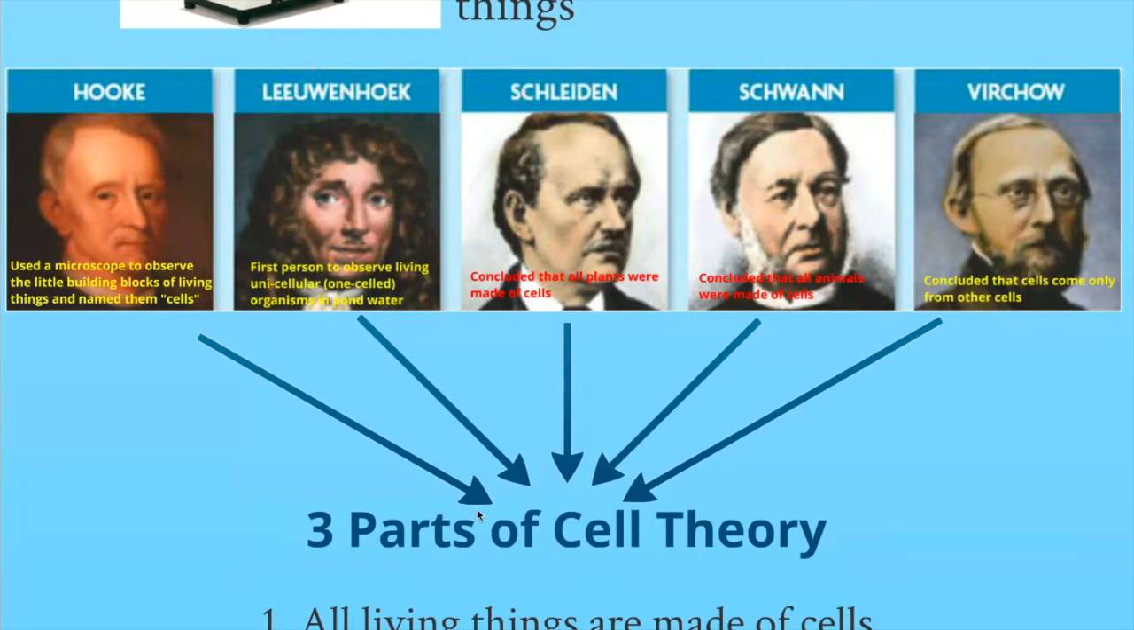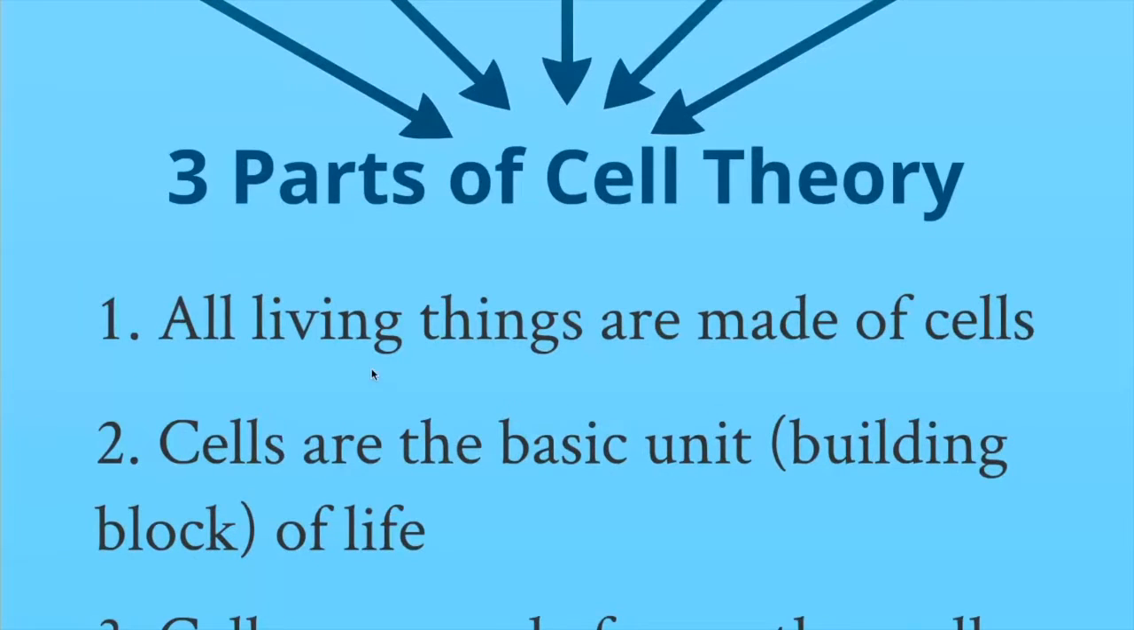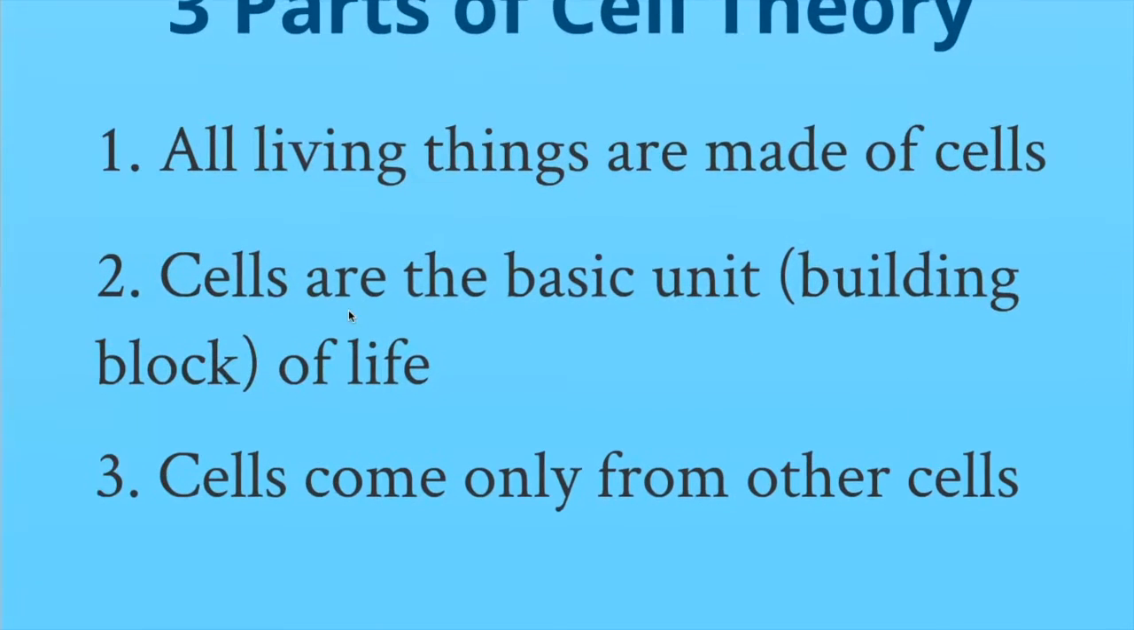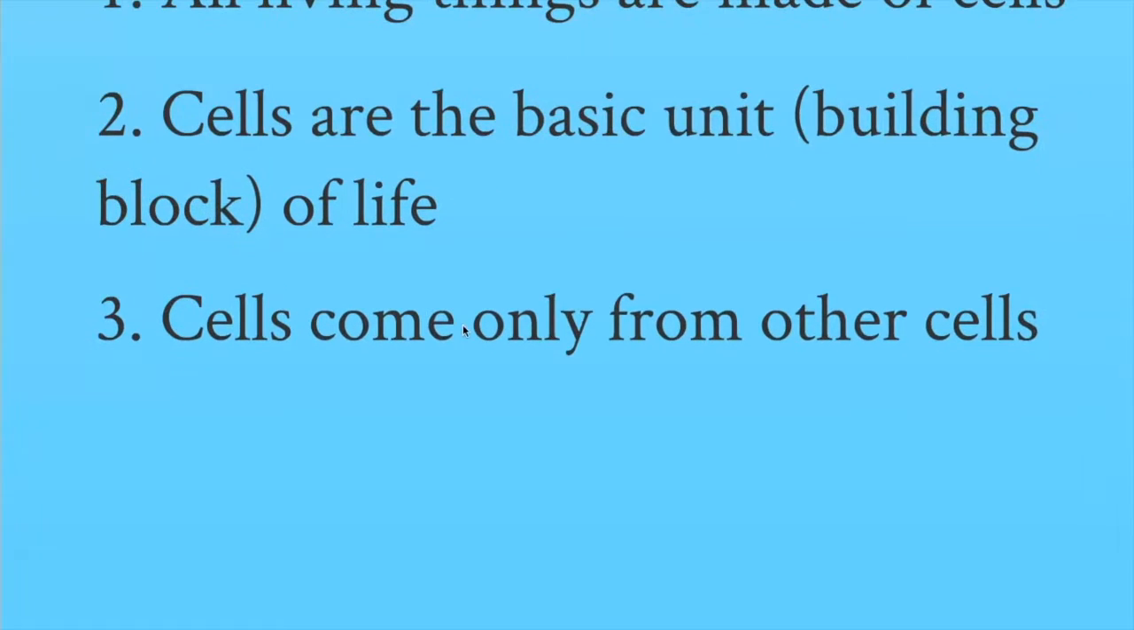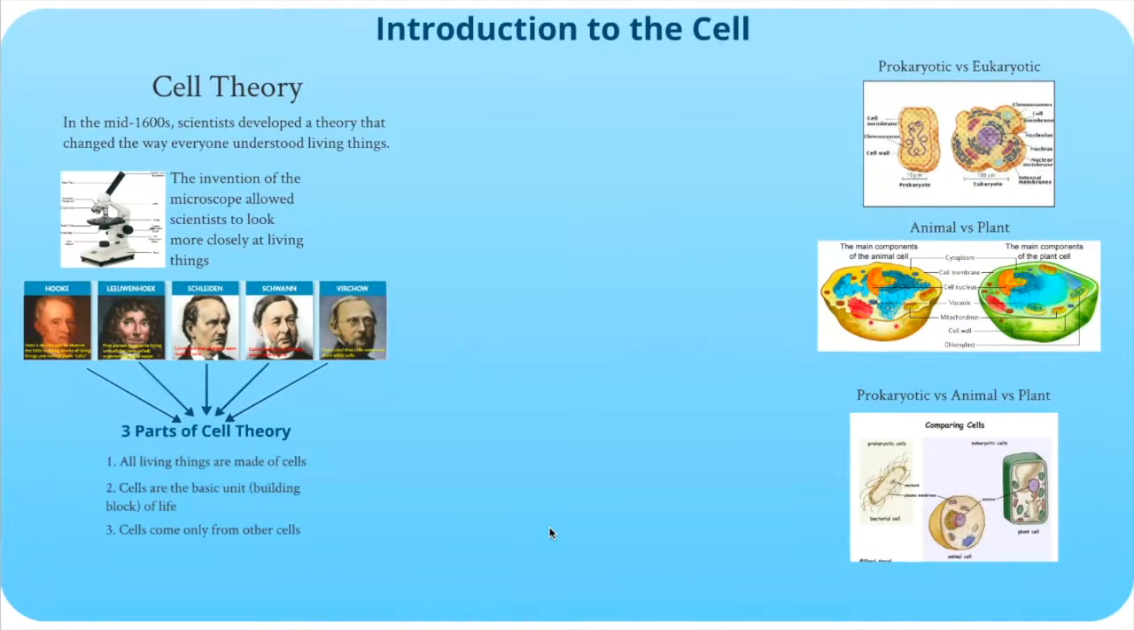Now, these 5 scientists together came up with what we call cell theory. It's not really a theory, we know it to be true, but it's 3 rules that cells follow. The first is that all living things are made of cells. So if you're alive, you're made of cells. Number 2 is that cells are the most basic building block of life, meaning that they're the smallest unit that can exist by themselves. And number 3 is that cells only come from other cells. So you get cells from other cells, as simple as that. Those 3 things drive our understanding of all living things on the planet.